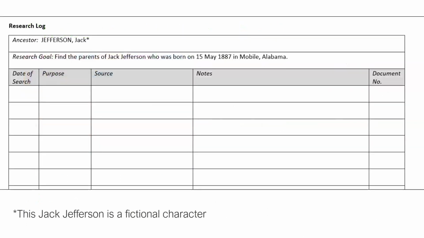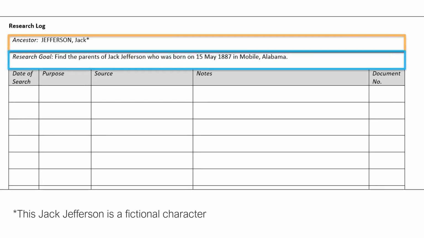Now that I have chosen a research goal, I want to prepare my research log. This is a simplified research log I created in a word processing program. I have put the name of my ancestor, Jack Jefferson, up here at the top. Just below that, I added my research goal to help me stay focused.